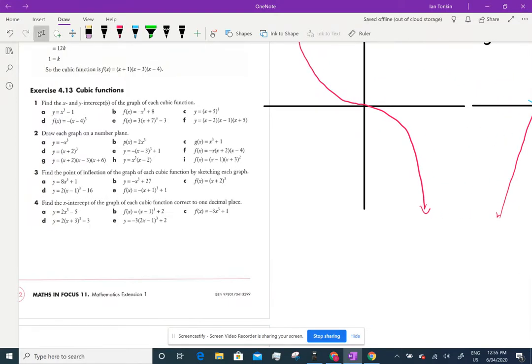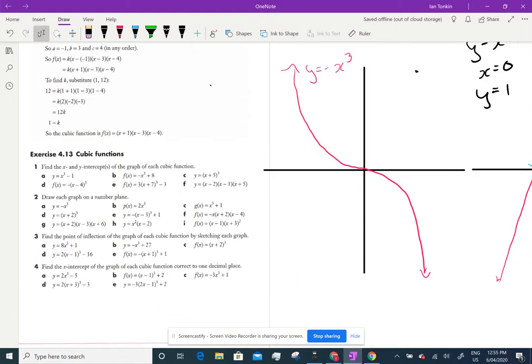So some of these are harder. I'm going to do D, E, G, and then F. Oh, I have to do I. You can go and have a go at them. And remember, you can always check them on Desmos.